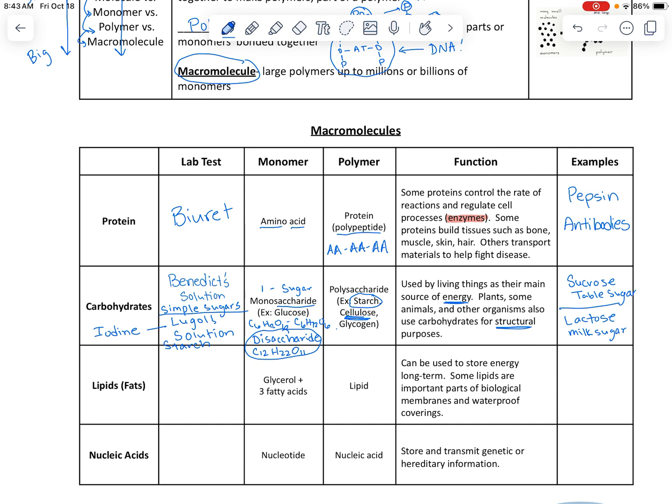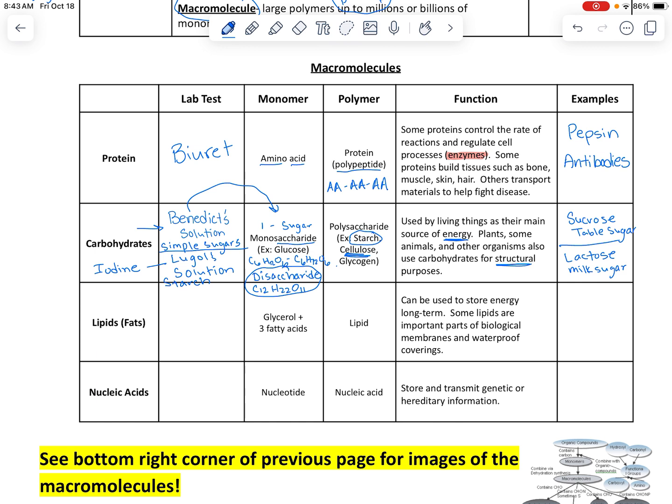So another disaccharide. Okay, so Benedict's solution is kind of going back to here because this is really more pertinent to what we're talking about. Benedict's solution is going to really focus in on testing for the mono and disaccharides. Okay, Lugol's solution is specifically for starch. Right. Okay, moving down. For lipids, these are fats. The lab test we're going to use is something called Sudan 3. So Sudan 3 is soluble in water. It's red in color.